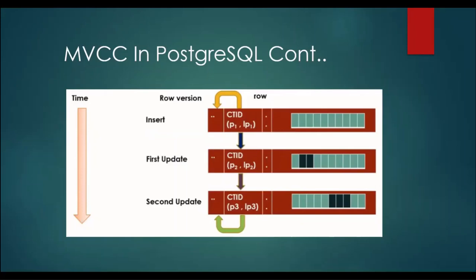Because of this, what happened? Your table size will keep on growing because of the multiple new snapshots it generates, and your dead tuples will keep on increasing. So to avoid this situation, we have a concept called vacuuming, to delete these old versions of dead tuples, which we are going to discuss.